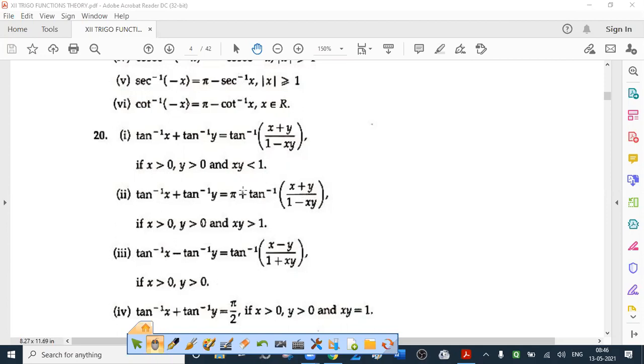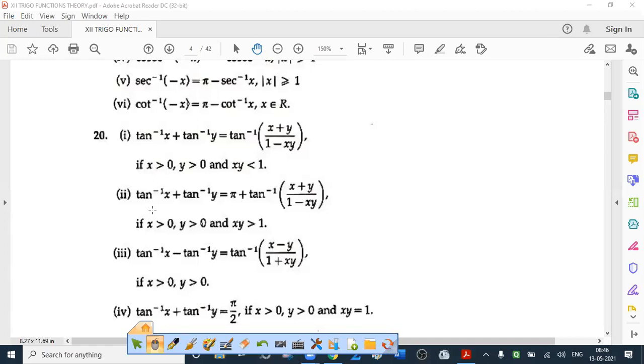See, now you will ask me, in fact, I will tell you the proof also why this is pi plus if xy is greater than 1. Okay. But as far as differentiation is concerned, this makes no difference, because even if you say pi plus, derivative of any constant is 0.